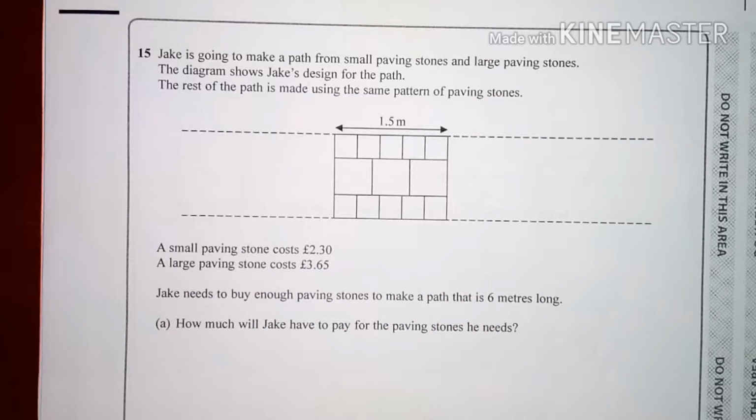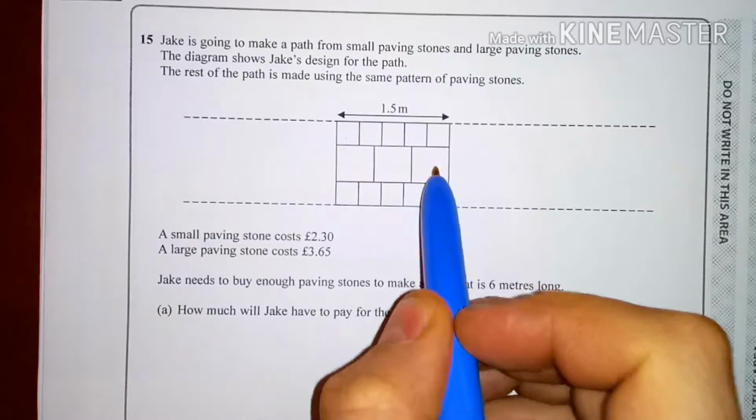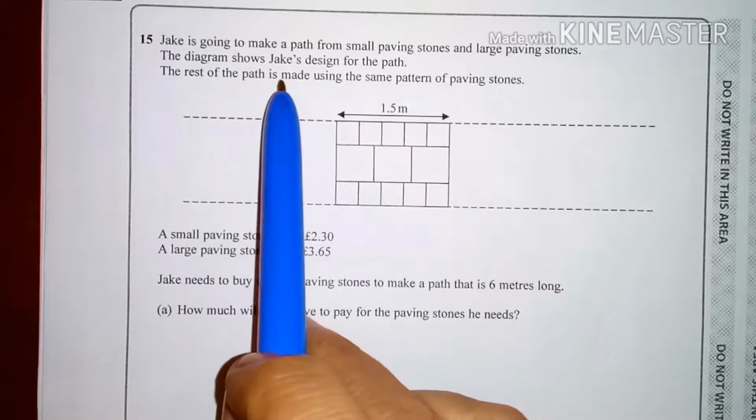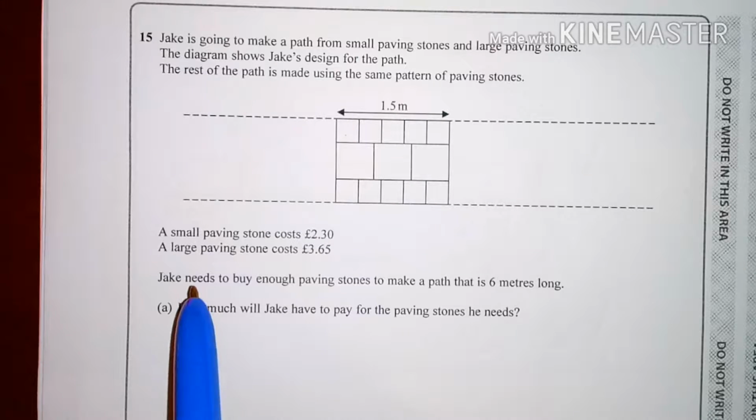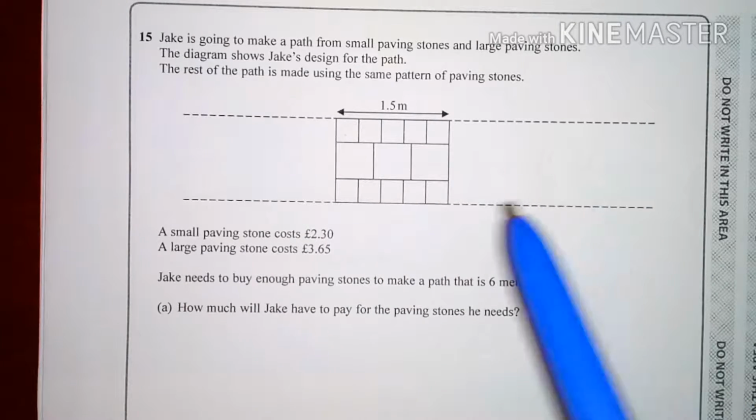Jake is going to make a path from small paving stones and large paving stones. These are the small ones, these are the large ones. Okay. The diagram shows Jake's design for a path. The rest of the path is made using the same pattern of paving stones. So it's just this over and over and over again.